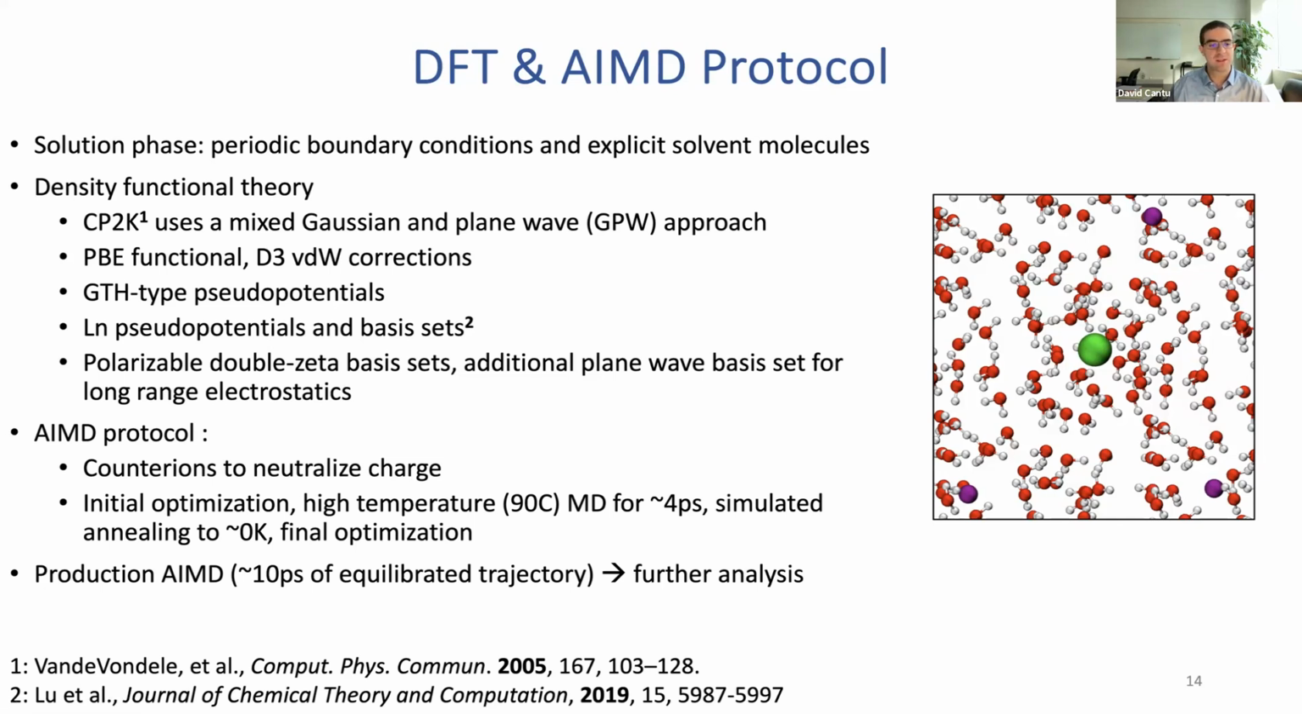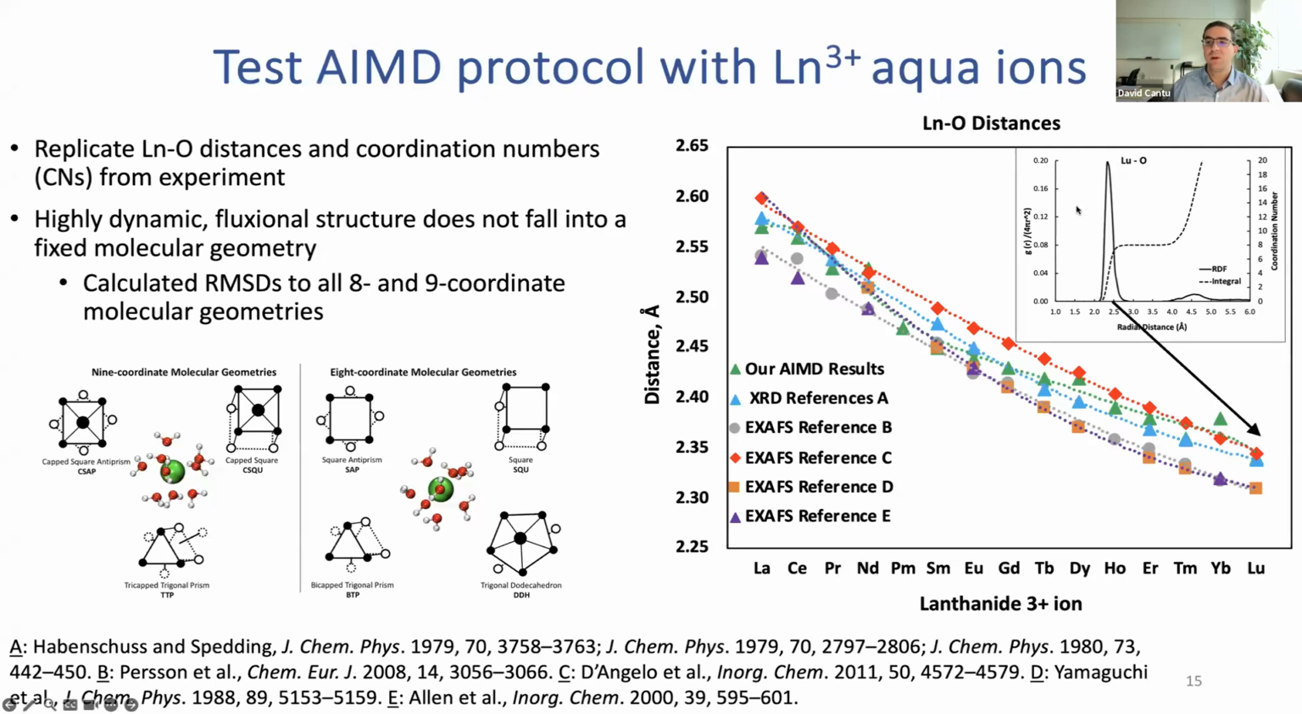We solvate with explicit solvent molecules. We add the counterions to neutralize the charge. And then we do a protocol, a high temperature MD, which is just a more efficient way to sample in the simulation, followed by a simulated annealing. This is just to explore a larger area of conformational space. And then once we have a structure, if needed, we do a production dynamics for further analysis. So for example, from that production AIMD, we can generate radial distribution functions.